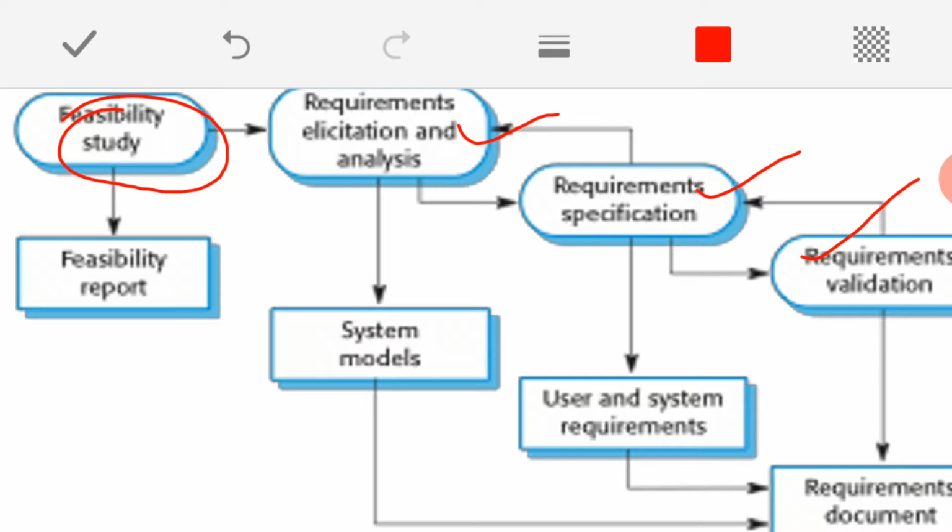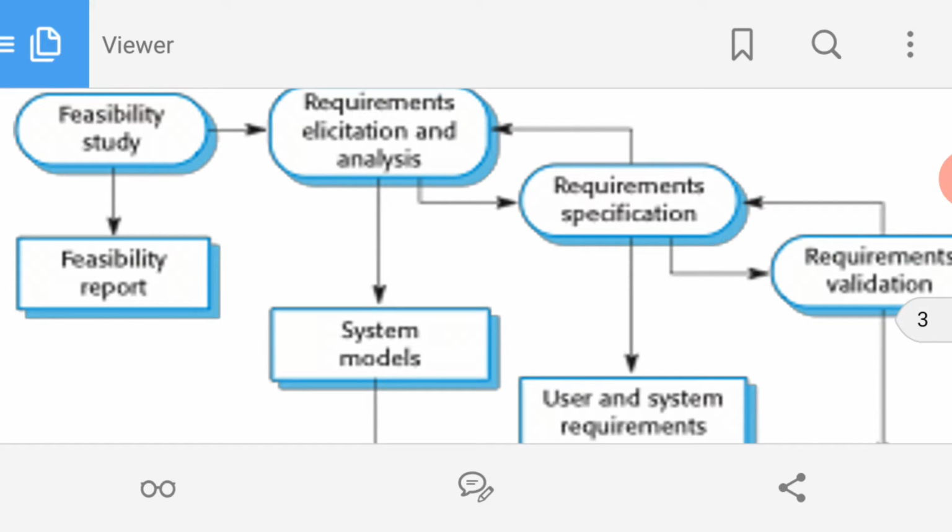So what is the requirement engineering process? Requirement engineering process is nothing but a software specification. Here we are going to collect what? The variety of services, requirements, or functionalities that the software is supposed to provide along with its constraints. That is nothing but the requirement engineering process. Now we will go through these steps one by one.